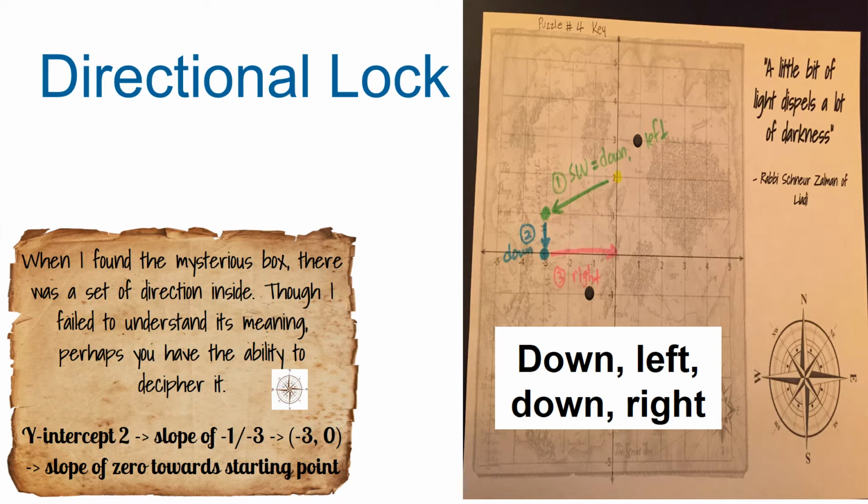The fourth puzzle is for the directional lock, going from y-intercept of 2 to slope of -1 over -3. It yields the direction southwest. The compass on the puzzle and on the map provide a hint for this direction. Southwest is south first, then west, so this gives down and left directions. The next point is -3, 0, which provides a down direction, as shown in the picture with the blue arrow. The last point is going towards the right, as shown in the picture with the pink arrow. Combining the directions, students should get down, left, down, right.